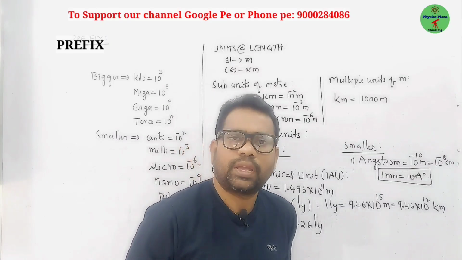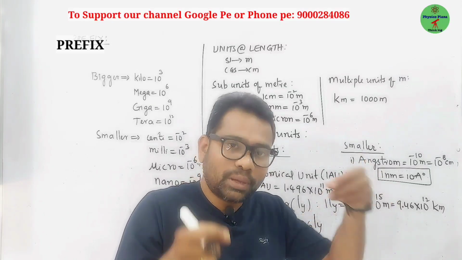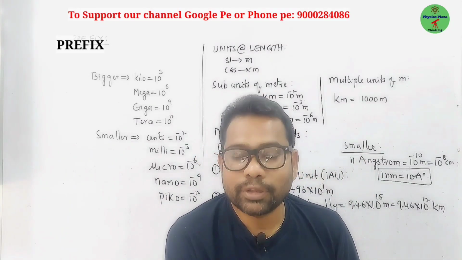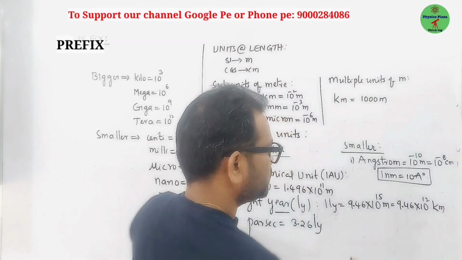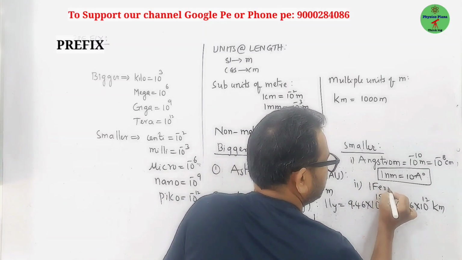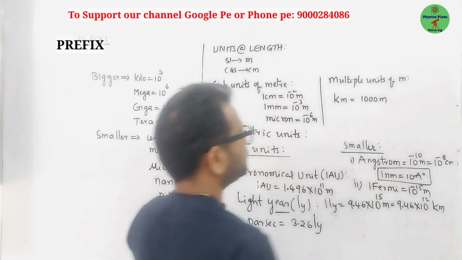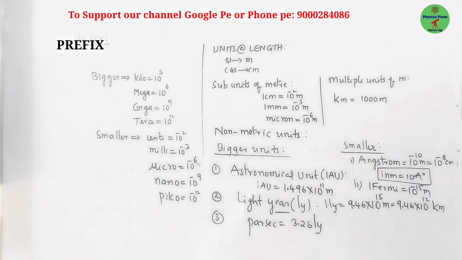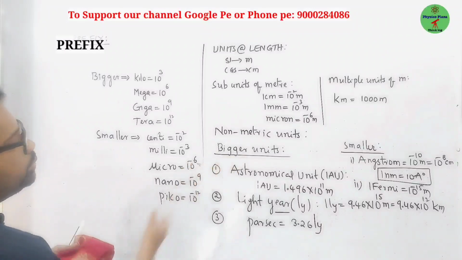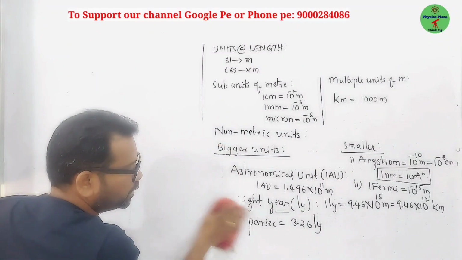But if you want to measure the radius of the nucleus, this nanometer or angstrom also will become very, very big. There we use the Fermi. So the second smaller unit is the Fermi. 1 Fermi is equal to 10 to the power of minus 15 meters. So children, this is all about the units of length: subunits of meter, multiple units of meter, and non-metric units, where we discussed bigger units and even smaller units.